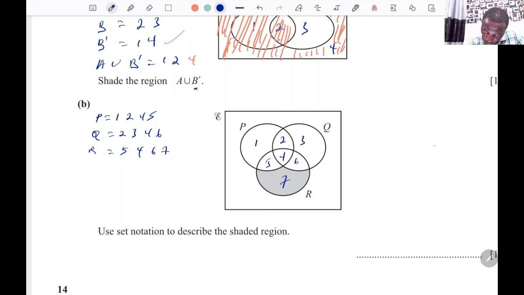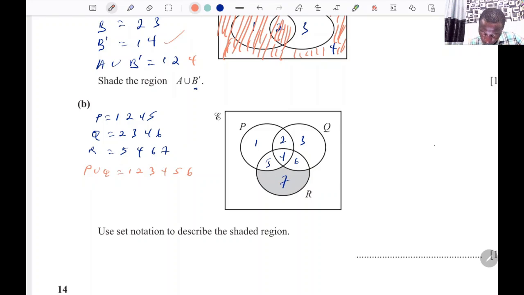Now we'll start looking at these values. Okay, I have gotten everything I'm looking for here. I want this particular one not shaded. So for these two of them not to be shaded, I can put them as a union. If I have my P union Q, it will give me these two together. That means I have 1, 2, 3, 4, 5, 6. So I'll have P union Q, right?